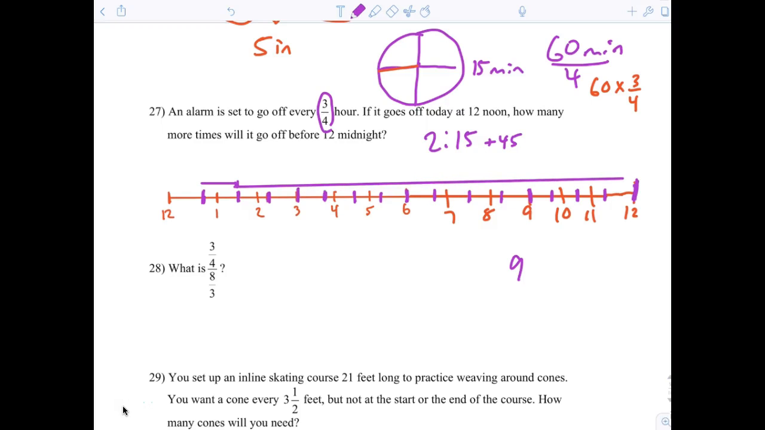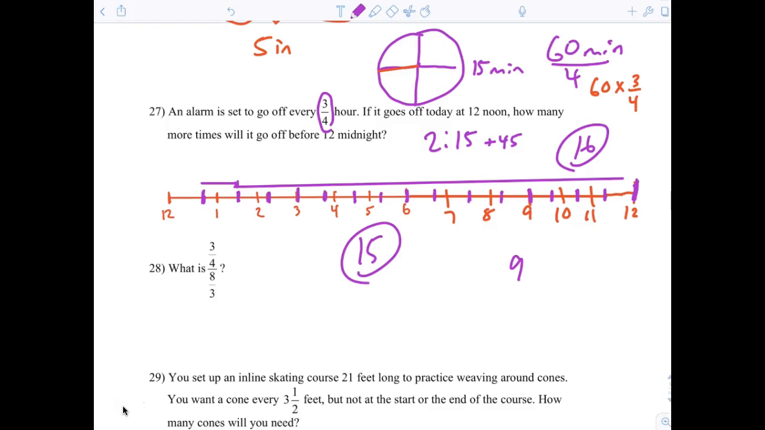So it might be 16. I'm not sure. Okay, but how many more times will it go off before 12 midnight? So it would be what? I tricked you on this problem. It would be how many? 15. I tricked you on that problem. Now, if you put 16, I'm totally happy with you. I'm just showing you the details are important, right?